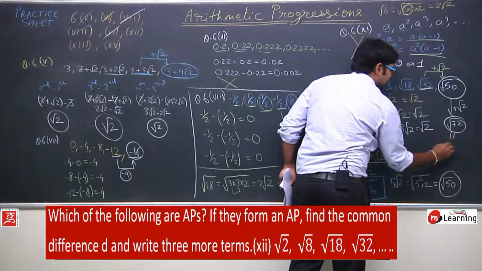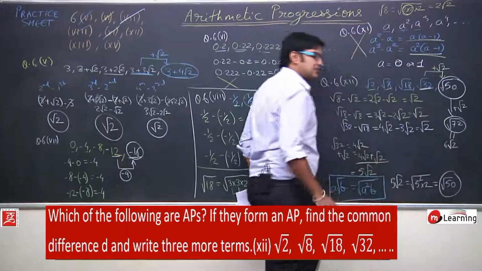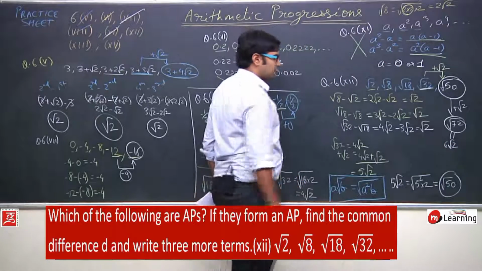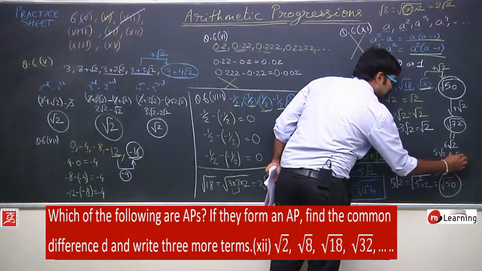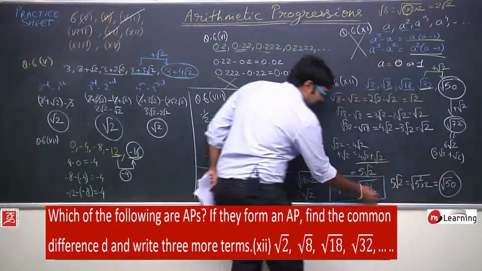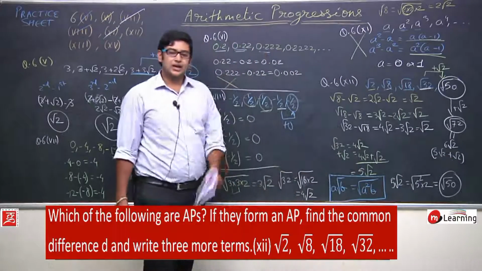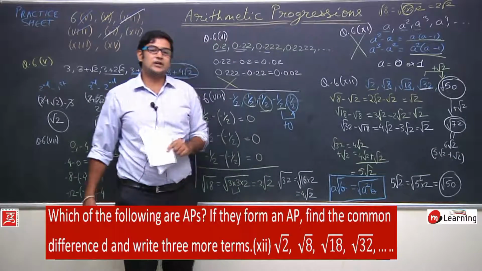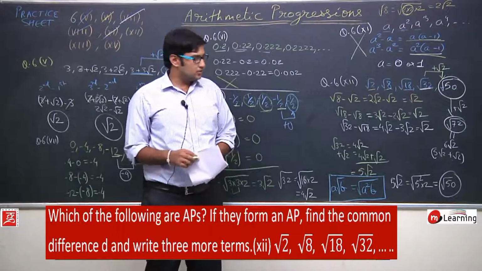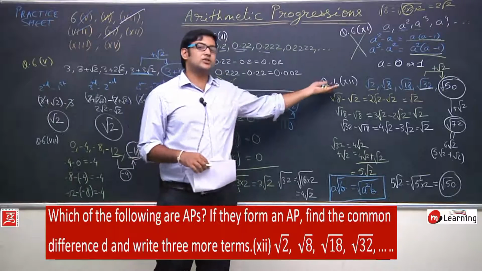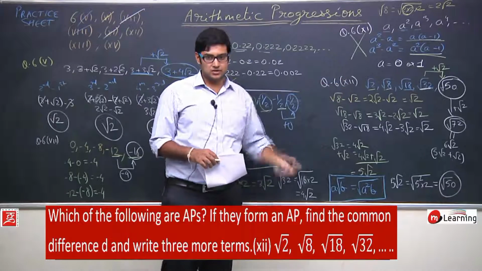Why? Because this is 6 root 2. Why have you got 6 root 2? Because this is 5 root 2 plus root 2, and I have applied this identity. And so on, you can determine different terms, the successive terms of the series. So this is a very important question. This is a very logical question.